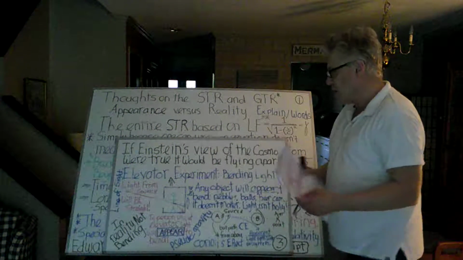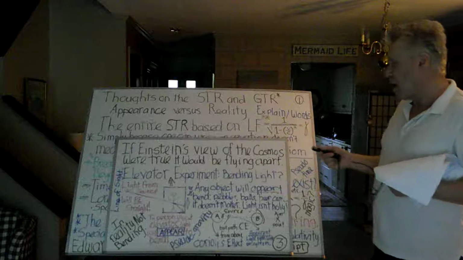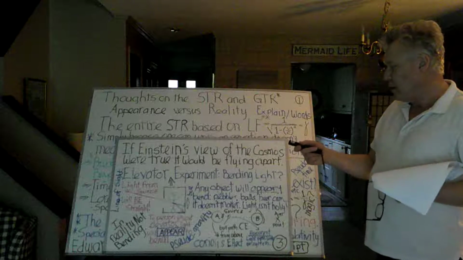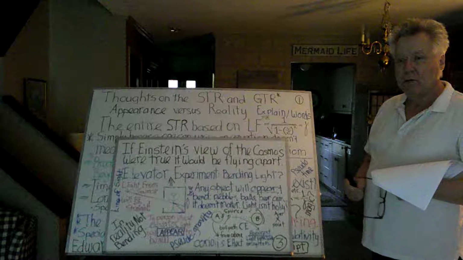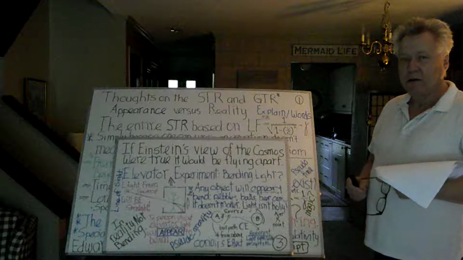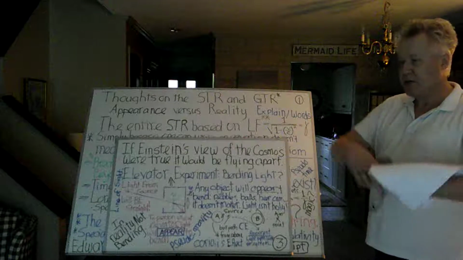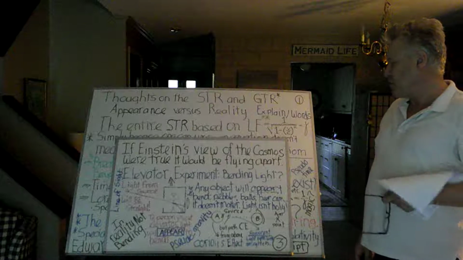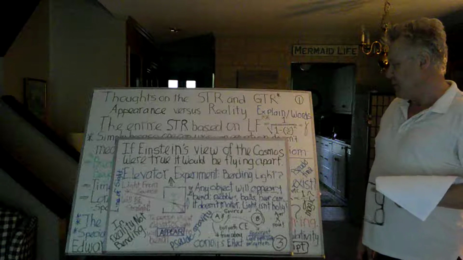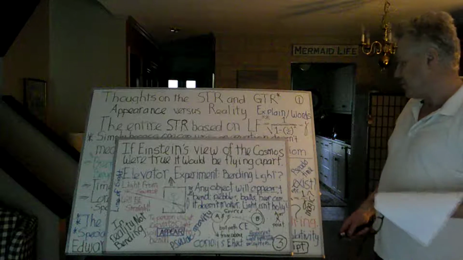If this continues on from what I was talking about, the general theory, if Einstein's view of the cosmos were true, the cosmos would be flying apart. There'd be nothing to hold it together. It would be like a bunch of spherical buoys just randomly going all over the place, right? I think that's what the conclusion is here.